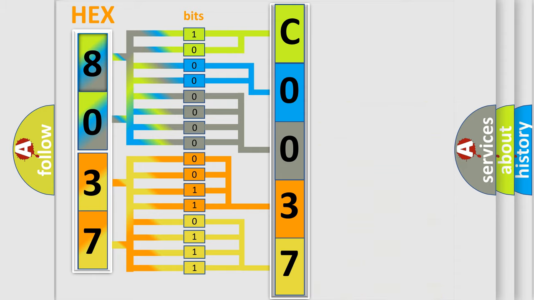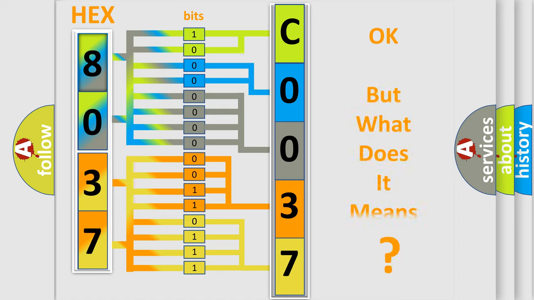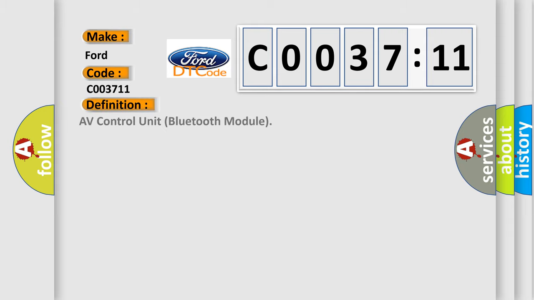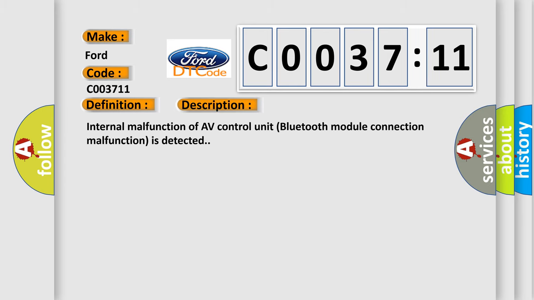We now know in what way the diagnostic tool translates the received information into a more comprehensible format. The number itself does not make sense to us if we cannot assign information about what it actually expresses. So, what does the Diagnostic Trouble Code C0037-11 interpret specifically for Infiniti car manufacturers? The basic definition is AV control unit Bluetooth module. And now this is a short description of this DTC code: Internal malfunction of AV control unit Bluetooth module connection malfunction is detected.